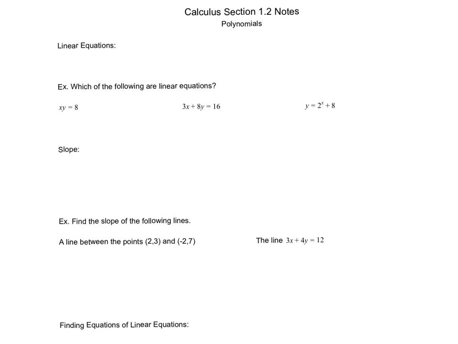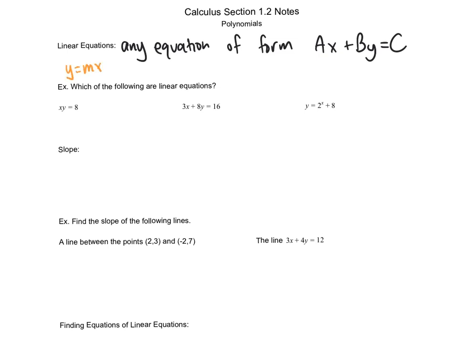A linear equation, recall, is any equation of the form ax plus by equals c. So something x plus something y equals c. Now, it doesn't have to look like that. A lot of times, remember, we would solve for y and do y equals mx plus b. That's also a form of a linear equation. But the big thing is you see no exponents. You just see something with x, something with y equal to a constant.